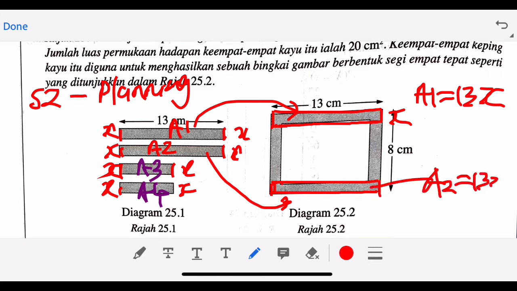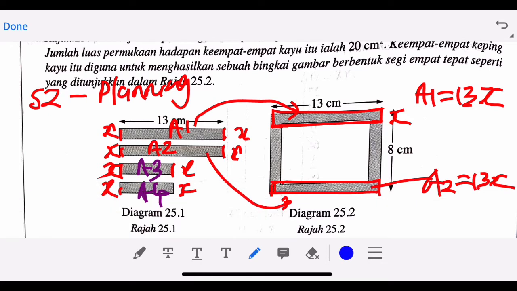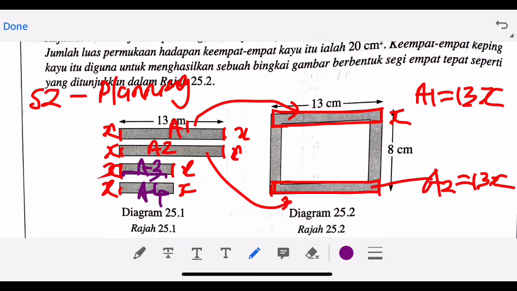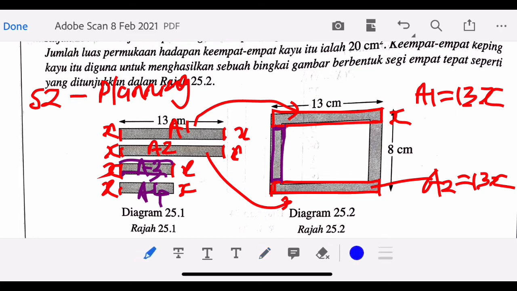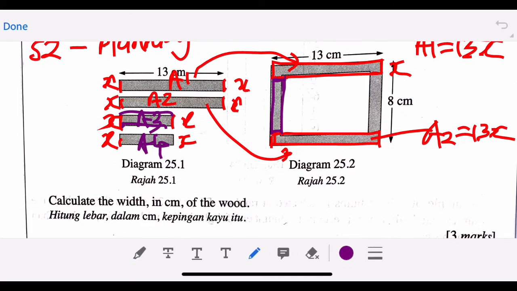Okay, so when you plan, you draw out or sketch out. All right, so now I'm going to sketch another one. This one I'm going to put here, right? These are all the wood that, according to the question, form the photo frame, right? Yeah, it's a photo frame. So now I'm having here 8, you can see that here is 8.